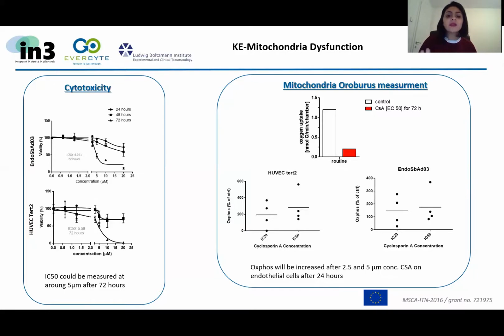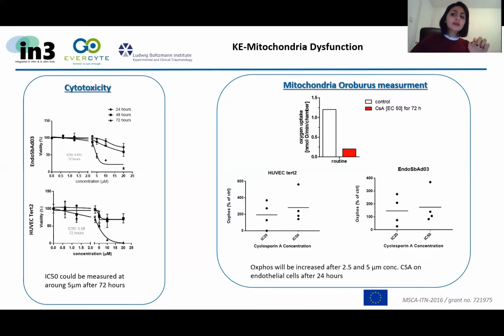And as we can see here, we checked two concentrations of cyclosporin A, which are 2.5 and 5 micromolar. And in both of the cell lines, we see an OXPHOS increase with these concentrations of cyclosporin A for 24 hours on endothelial cells, which means that OXPHOS is increased in endothelial cells. And if OXPHOS is increased, it seems that mitochondrial transition pores are blocked or somehow affected, and that's why OXPHOS is increased in endothelial cell mitochondria.